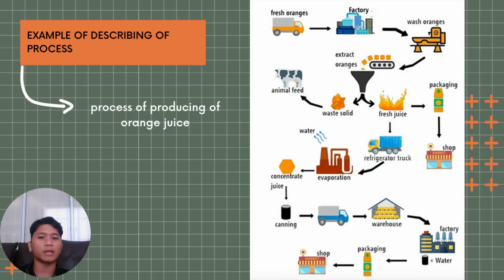Okay, this is the first example of describing a process. We can see in this slide, the diagram illustrates the process of producing orange juice. There are various stages in the process of making orange juice, beginning with the collection of fresh oranges and ending with the distribution of packaged juice to supermarkets.